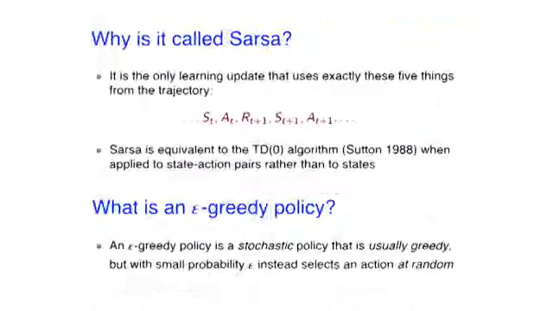Let me explain a couple of these things. First, why is it called SARSA? Well, it's the only learning update that uses exactly 5 things from the trajectory. The state, the action, the next reward, the next state, and the next action. So if you just kind of step back and read that, it says SARSA. Okay, so that's why it's called SARSA. It's just really the same thing as the TD0 algorithm applied to state-action pairs rather than to states. Also, what is an epsilon greedy policy? Well, an epsilon greedy policy, it's a stochastic policy. It's not deterministic.